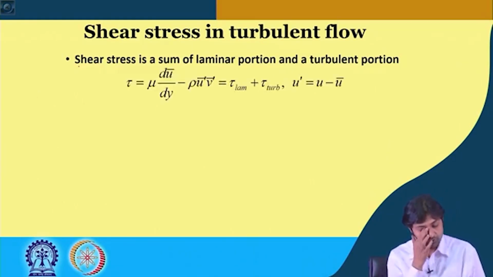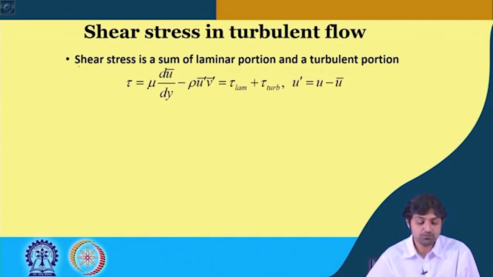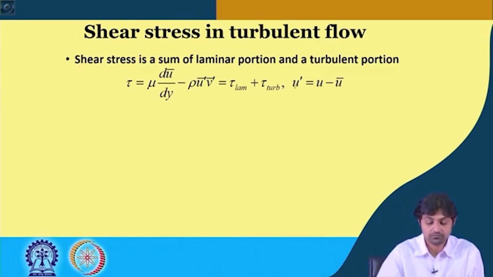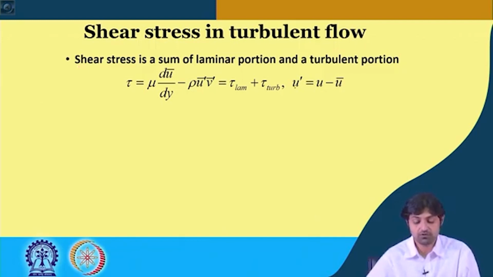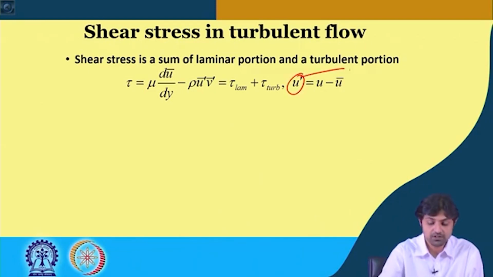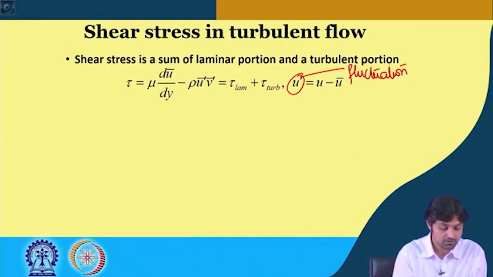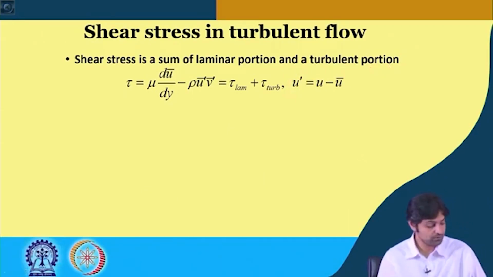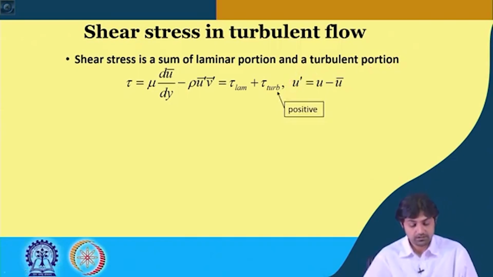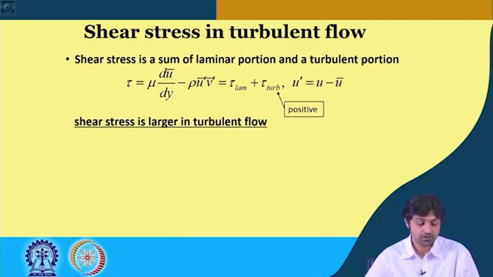As shown before, tau is equal to mu du/dy minus rho u' v' whole bar. So, tau laminar plus tau turbulence, where u' and v' are fluctuations. This shear stress due to turbulence is positive, and therefore it is the sum of two shear stresses. Shear stress is larger in turbulent flow.